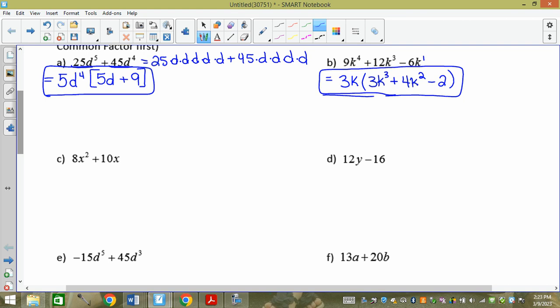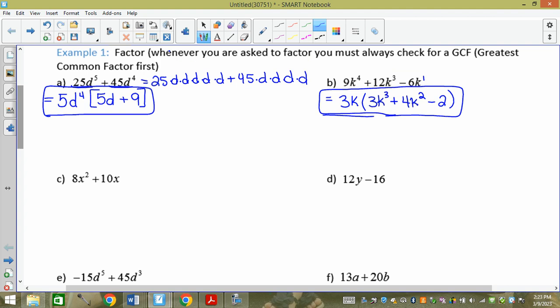What about C? What could I take out of 8 and 10? A 2. So I always have equal signs running down the side. Do you see that? Because this expression equals the next expression. Because if I distributed this 5d^4 back in, I would get the original, right? They're equal to each other. That's why you write equal signs down the left-hand side. So for C, I can take out a 2 and a what? And just an x, right? Because I have to take out the smallest one. So I have 8 divided by 2 is 4. x squared, take out an x, is x. Plus 10 divided by 2 is 5. And x, take out an x, cancels.